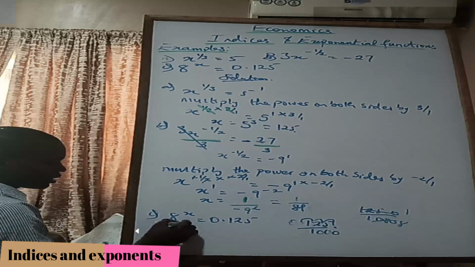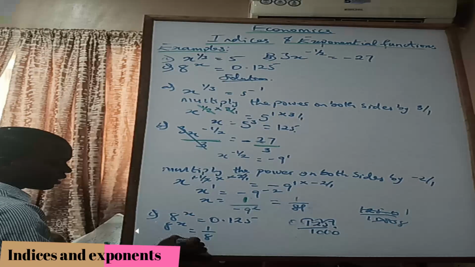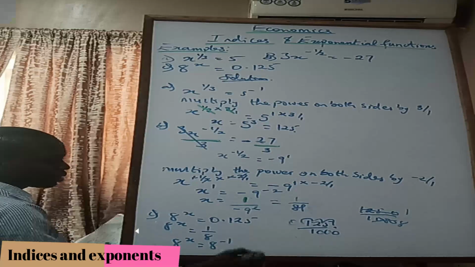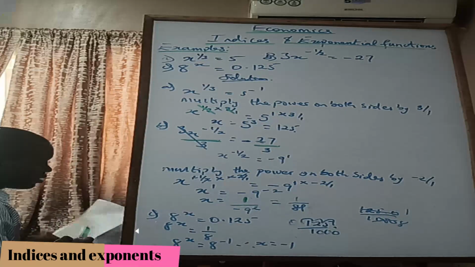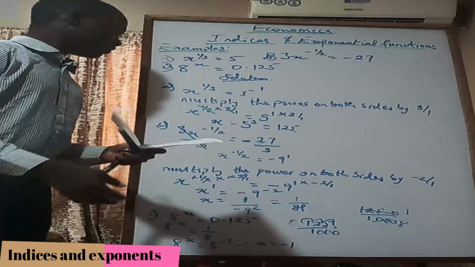That means 8 raised by x equals 1 over 8. 8 raised by x equals 8 raised by minus 1. So you just have to deal with the power. So definitely x equals minus 1. Finish. So I believe that we don't have any problem with this.